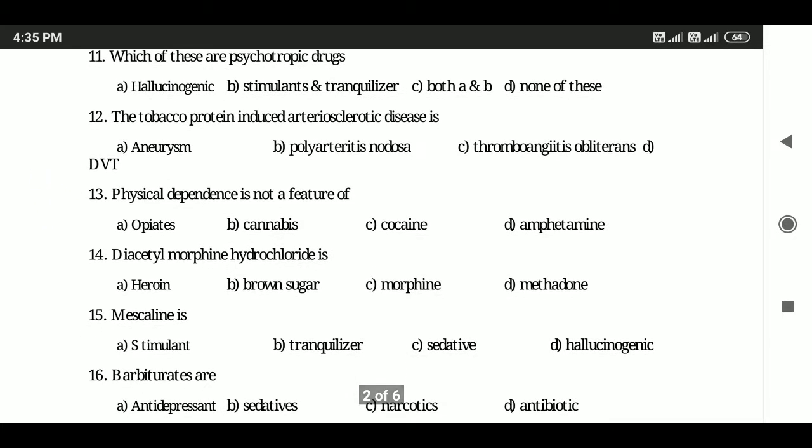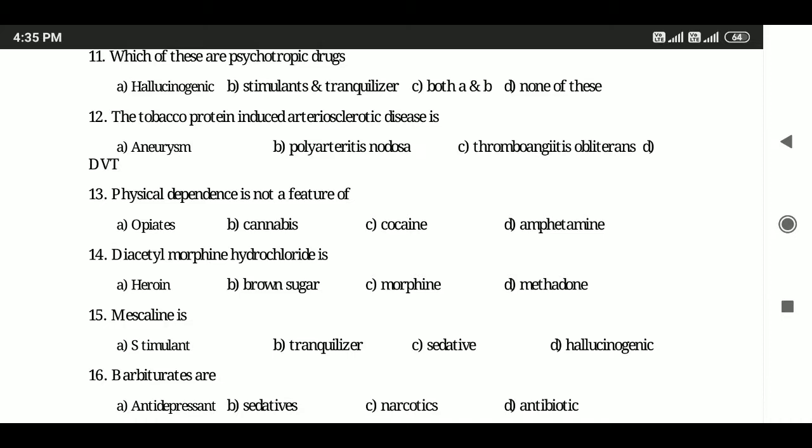The tobacco protein induced arteriosclerotic diseases. Arteriosclerosis is hardening of the blood vessels and difficulty in pumping the blood, and this disease should be caused by tobacco. In this question, we have to search for the option which is a type of arteriosclerotic disease caused by nicotine.